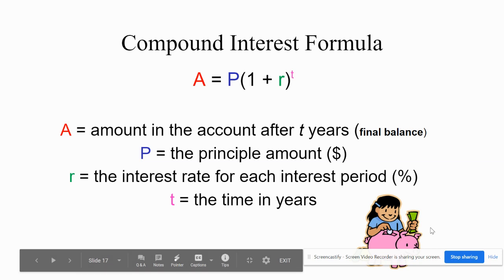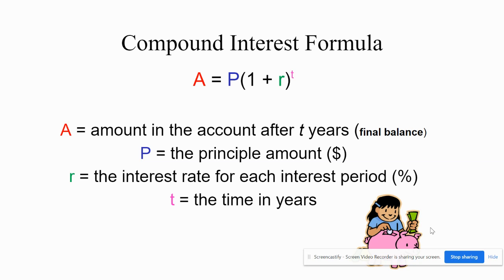It's found on your mathematics reference chart. The A represents the amount in the account after any number of years. It's the final balance that will be in the account. P represents the principal amount, and that's usually in dollars, just like before. R represents the interest rate, and it's normally in percent, same as with simple interest. And T represents time in years.